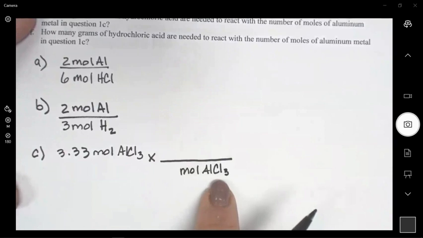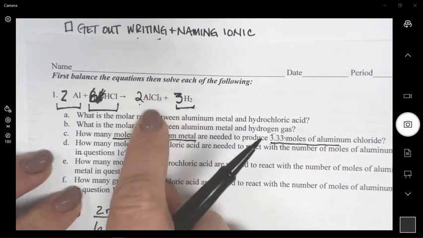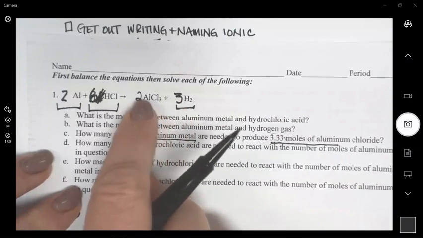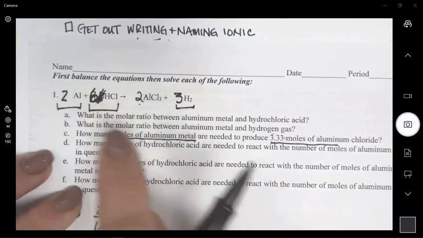What is it asking me to compare? Am I comparing this to that? Am I comparing the aluminum chloride to the hydrogen gas? Am I comparing the aluminum chloride to the acid? Or am I comparing the aluminum chloride to the aluminum? What is it asking?